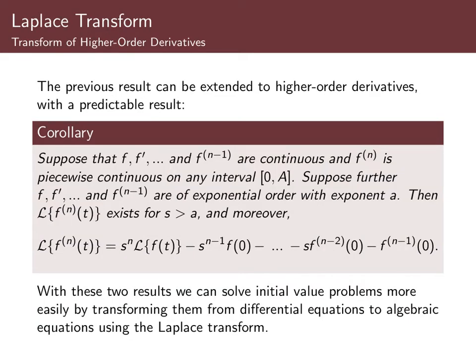And one can extend this to higher order derivatives predictably. If you have the first n-1 derivatives of f being continuous and the nth derivative being piecewise continuous, with the first n derivatives being of exponential order with exponent a, then the Laplace transform of the nth derivative of f exists for all s greater than a, and you can write it as basically a polynomial in s, where the largest power of s, the nth power of s, is multiplied by the Laplace transform of just f, not even f's derivative or f's second derivative, and then all the other powers of s are being multiplied by the initial conditions for the first n-1 derivatives of f.